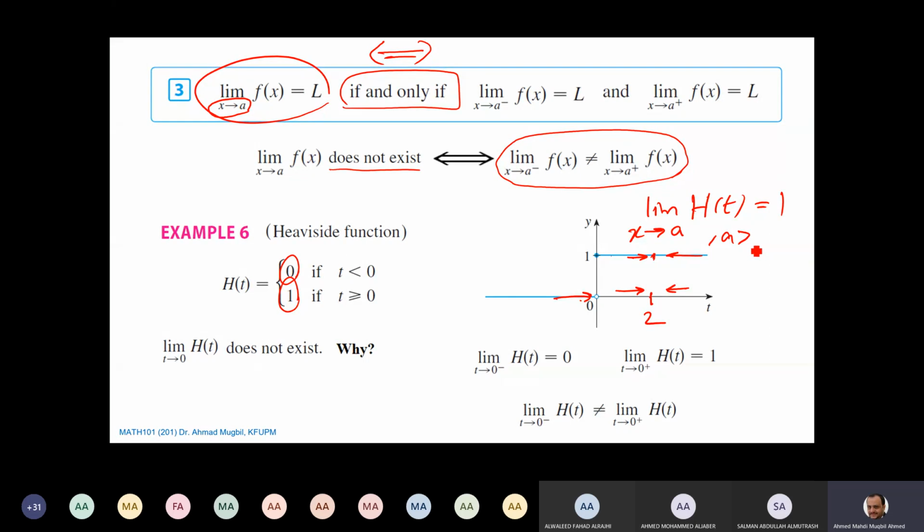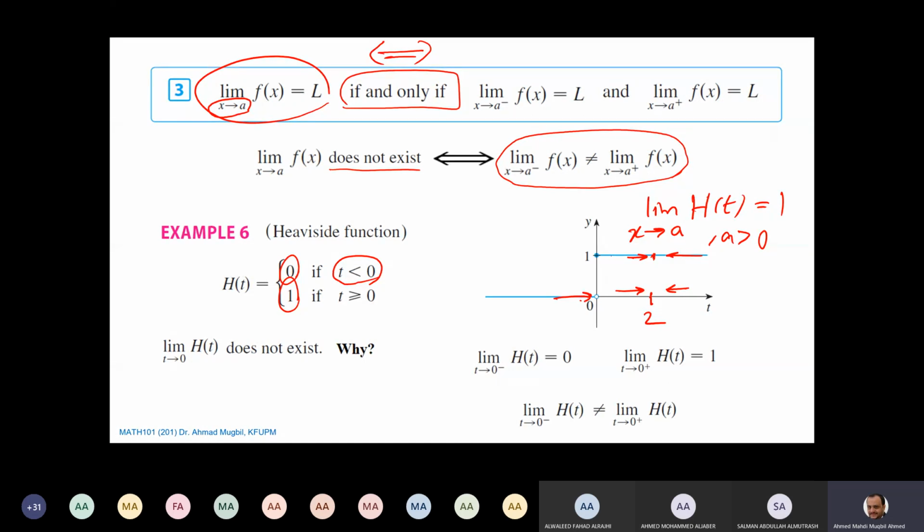No, not at 0. At 0, it is 1. So it is okay. When a is greater than or equal to 1, let's say 0, when x is greater than or equal to 0, the limit will be 1. And the limit for any a less than 0 will be 0. The only problem is at 0.